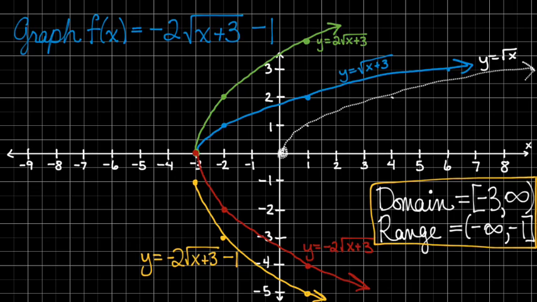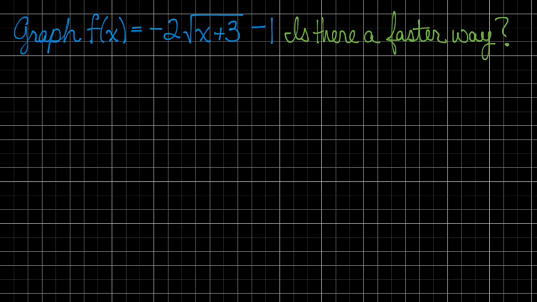Now the domain I could have gotten in other ways, but the range, the only thing I know how to do is read it from the graph. So it was really important to graph before I could tell what the range was. You might be wondering, and it's really fair, is there a better, faster way to do this? And in this case, there is one other strategy that we could use.